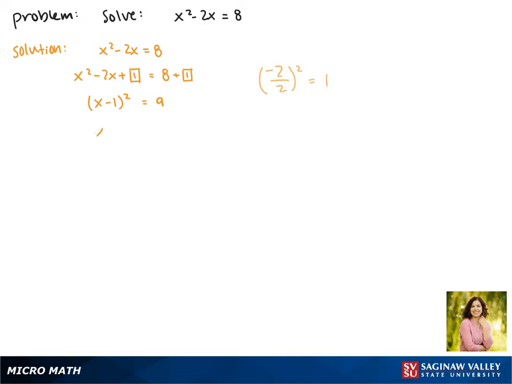This means that x minus 1 equals plus or minus 3. Solving for x, we see that x equals 1 plus or minus 3. This is not our final answer because we can evaluate 1 plus 3 and 1 minus 3, so we'll do that. This means that our solutions are x equals 4 or x equals negative 2.